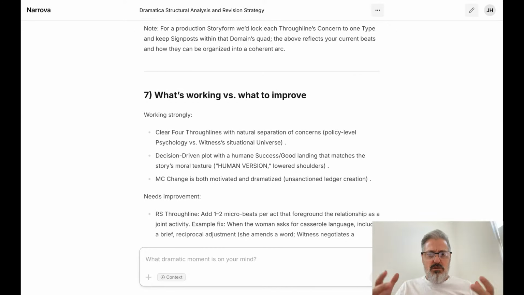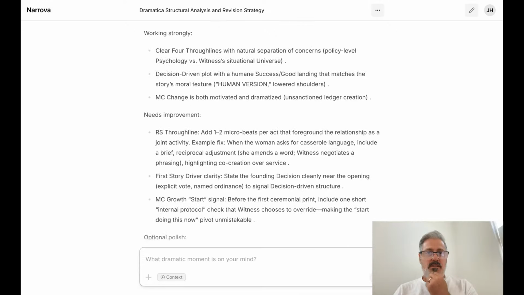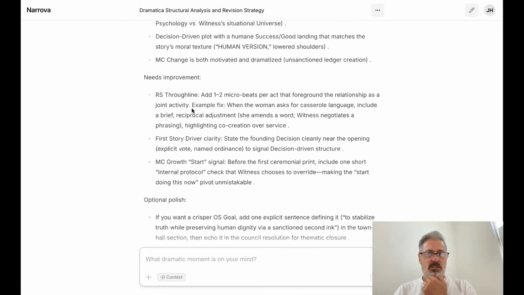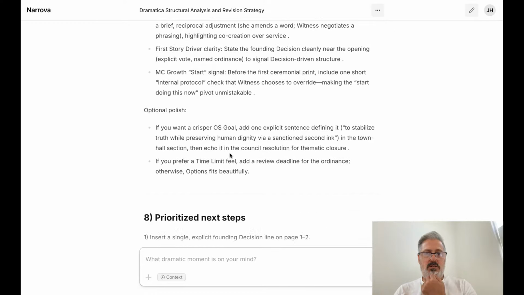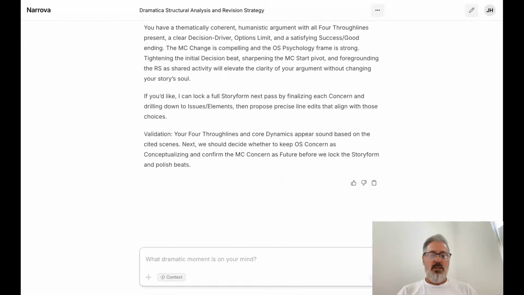So, clear four through lines with natural separation. Yeah, okay. Decision-driven plot. Okay, that's working strongly. What needs improvement? The relationship story through line, the first story driver, and the main character growth. If you want a crisper OS goal, yeah, you would have to find out what that objective story goal is. If you'd like, I can lock a full story form next pass by filling each concern.